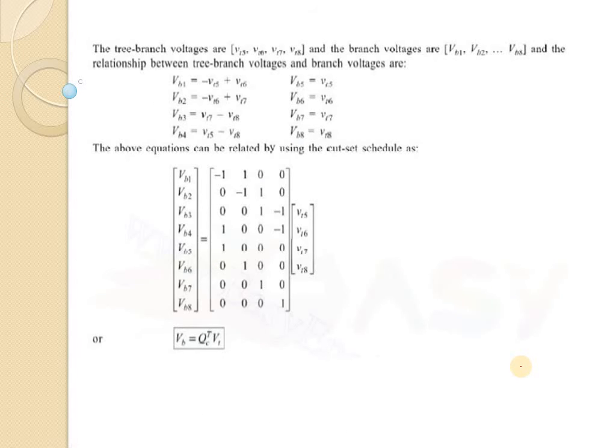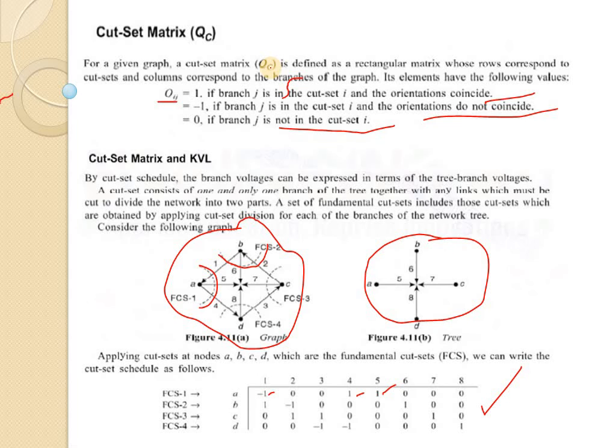Now, the tree branch voltages are VT5, VT6, VT7, VT8, and the branch voltages are VB1, VB2, VB3, VB4, VB5, VB6, VB7, and VB8. And the relationship between these tree branch voltages and branch voltages is like this. That is, VB1 is minus VT5 plus VT6. How? See this one.